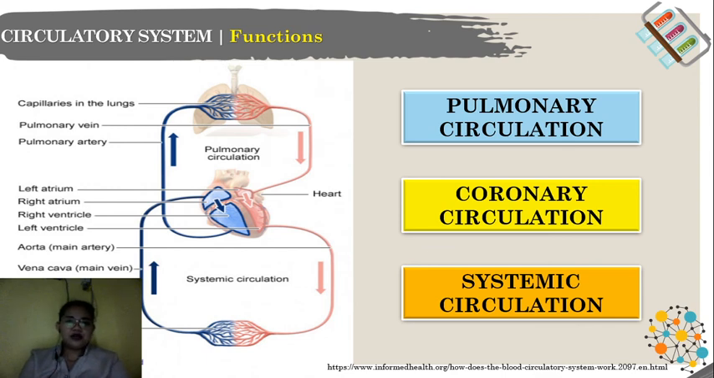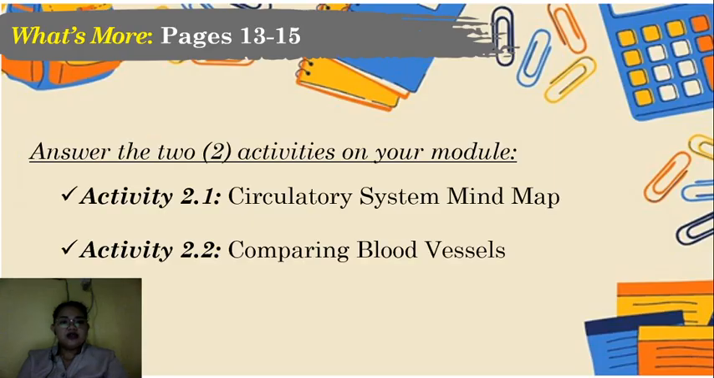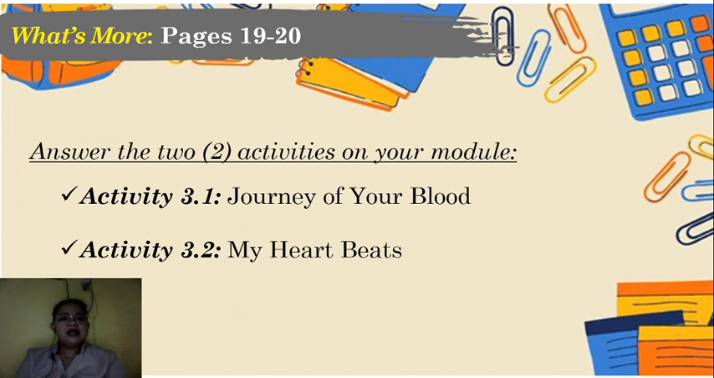So, that would be the end of our lesson 2 and lesson 3. So, you will now answer 4 activities that you have in your module. So, activity 2.1, circulatory system mind map. You could use our lesson at saka pwede nyo rin basahin yung what is it part ng module ninyo. And then, yung activity 2.2, yung comparing blood vessels, na ginawa natin kanina. And then, doon sa may lesson 3, journey of your blood, yung heartbeat na gagawin natin, we will be performing this today. Okay? So, that would be the end of this video lesson.